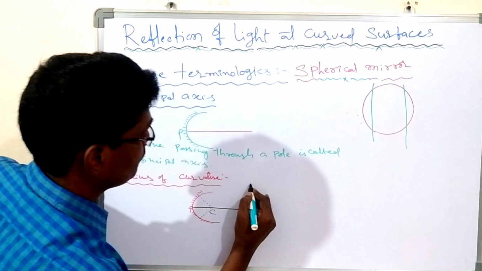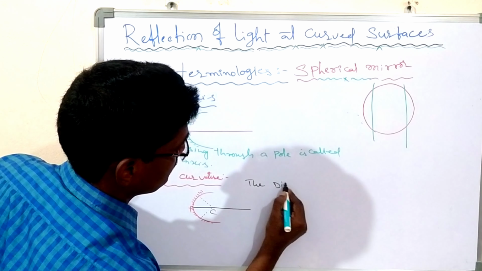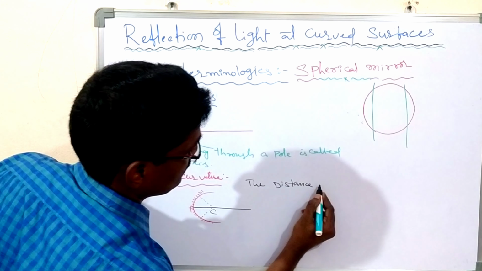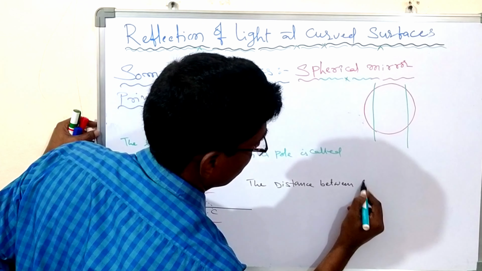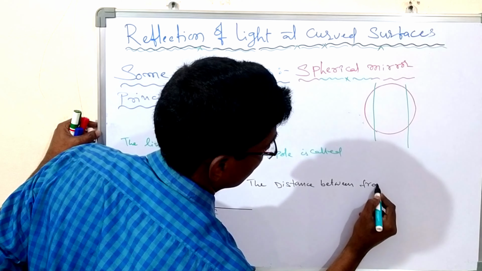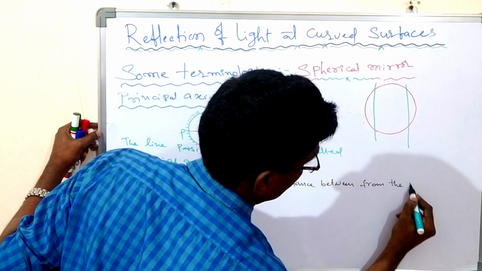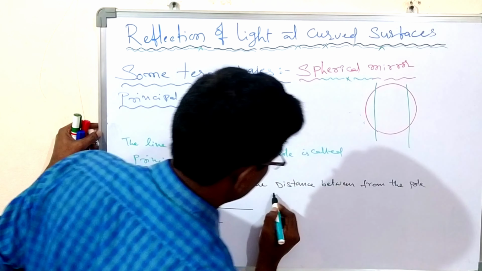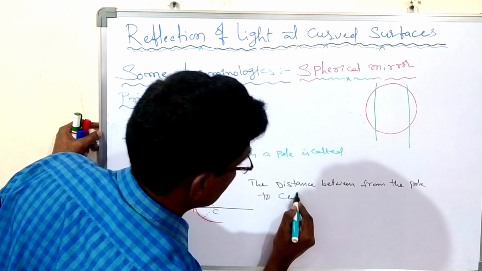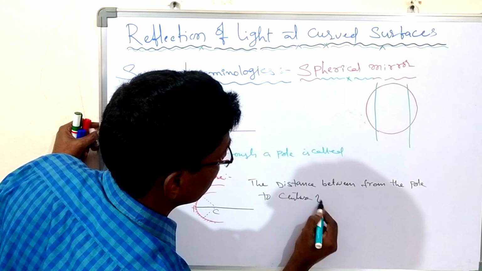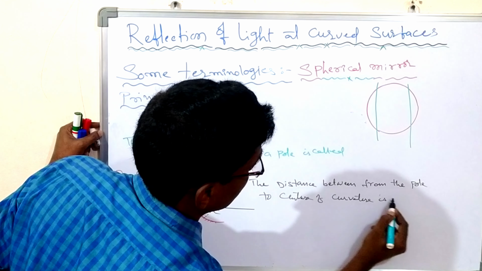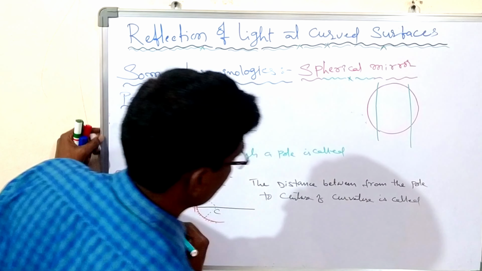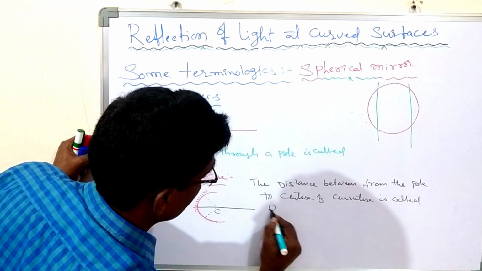Now I am writing here: the distance from the pole to the center of curvature is called the radius of curvature.